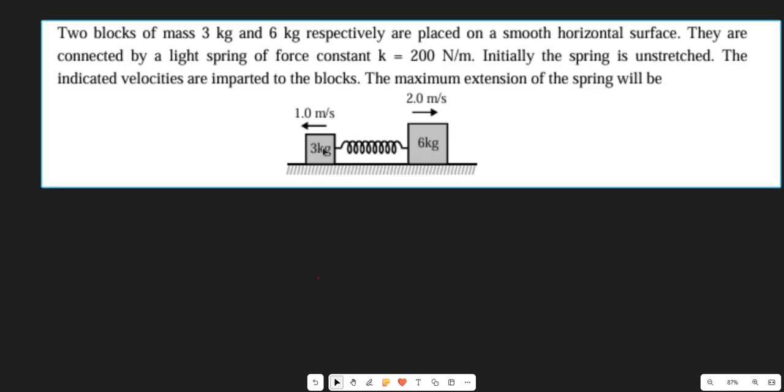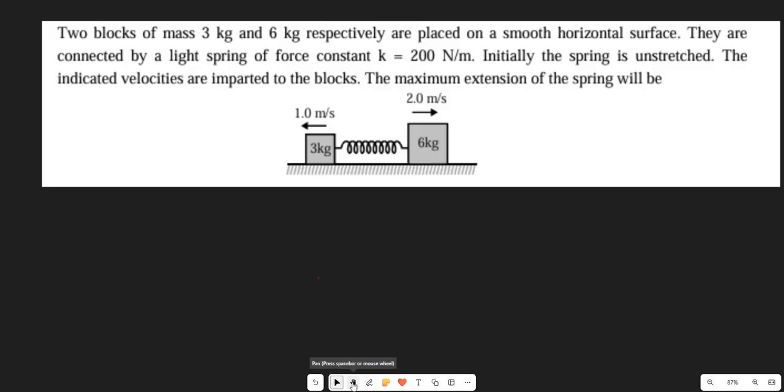So here, two blocks are given, which have masses 3 kg and 6 kg. They are connected by a spring with spring constant 200 Newton per meter. At the initial position, the spring is unstressed, so it is at its natural length. Then it has been given some velocity: the 3 kg block has a velocity of 1 meter per second, and the 6 kg block has a velocity of 2 meter per second. So we are asked to find the maximum extension of this spring. So let's find this.